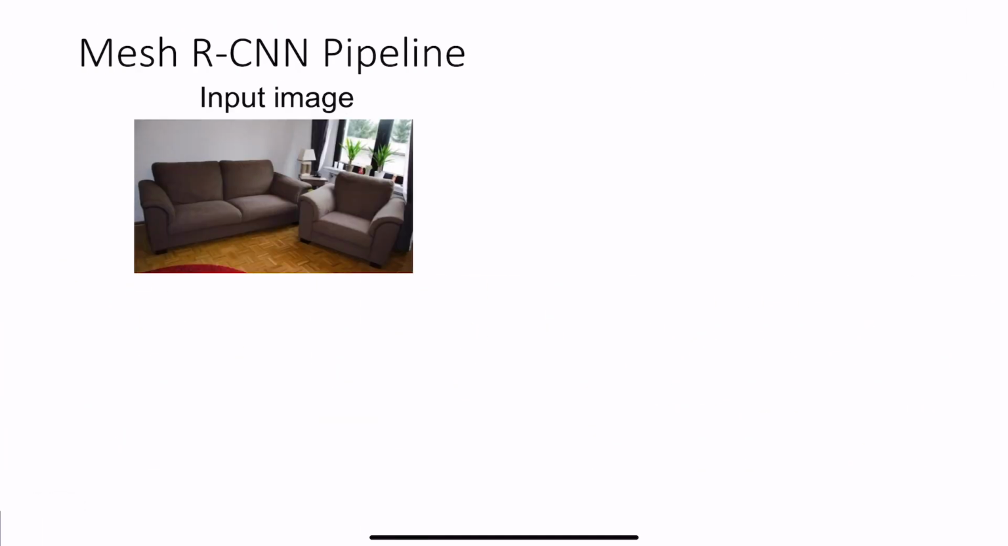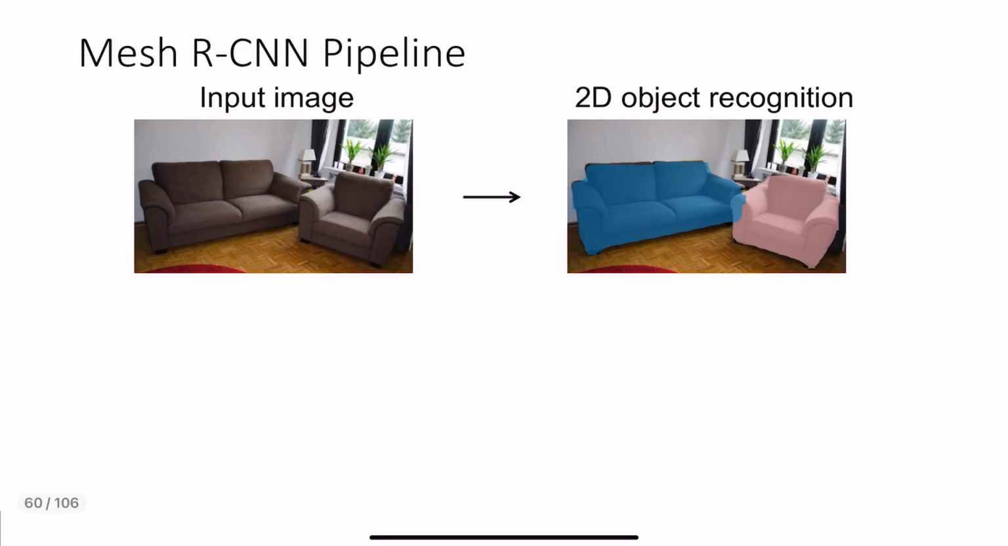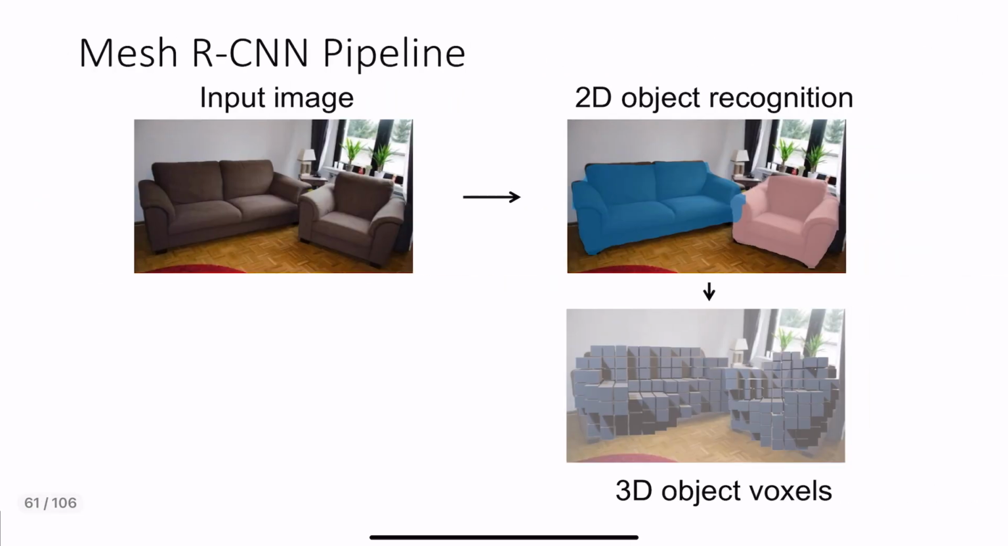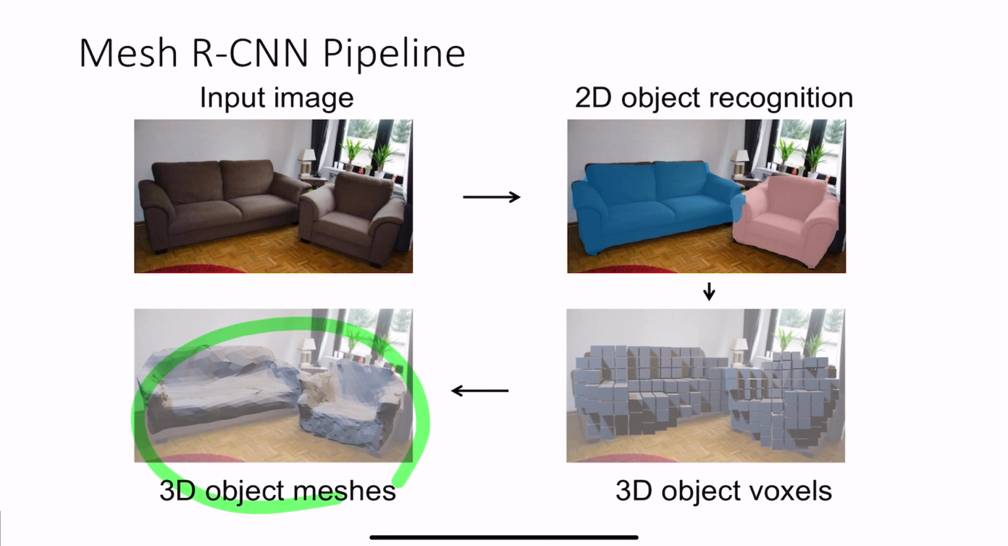So anyway, this is the Mesh R-CNN pipeline. Given an input image, for example a 2D input image, estimate or segment the object, right? For example by using Mask R-CNN, and generate the 3D object voxels, like a Pixel2Voxel model, then transform this voxel model to 3D object meshes by using a graph convolution neural network.